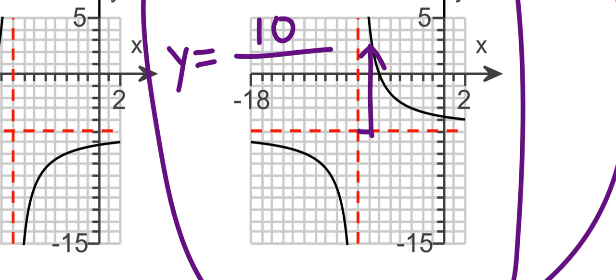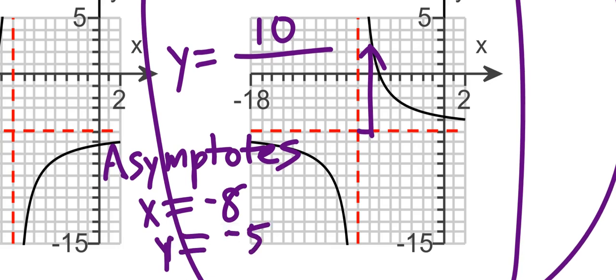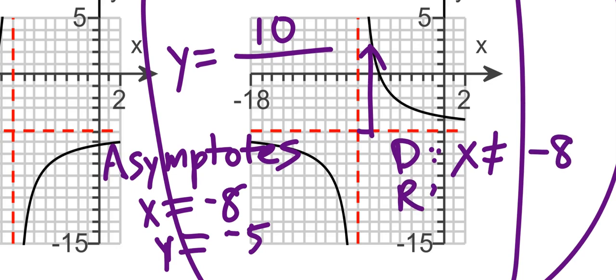What are my asymptotes? There you go. X equals what? Negative 8? And Y equals negative 5. How about my domain? X is all numbers except negative 8. Yep. And then Y is all numbers except negative 5.